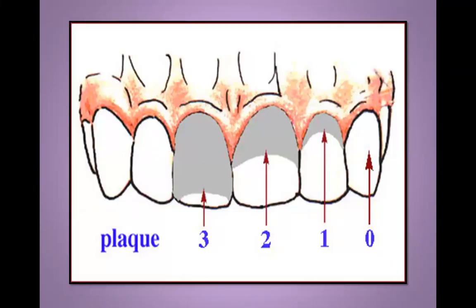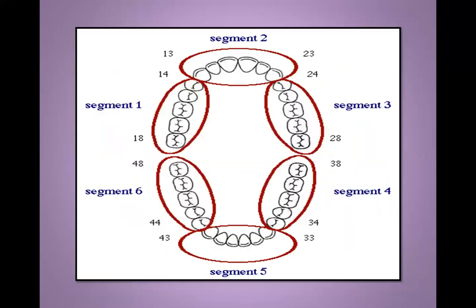This is the diagram. You can see the plaque in score 0; score 1 covering 1/3; score 2 covering more than 1/3 but not more than 2/3; and score 3 covering more than 2/3. The different segments: segments 1, 2, 3, 4, 5, and 6.